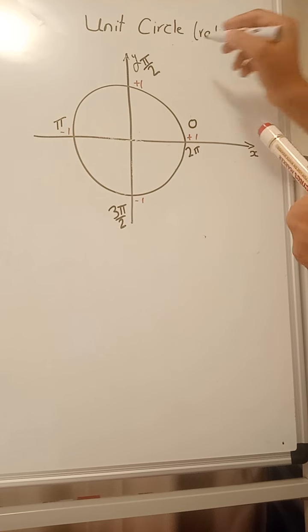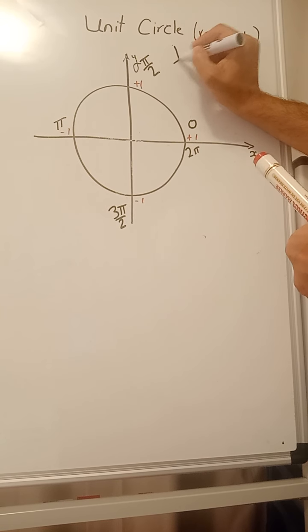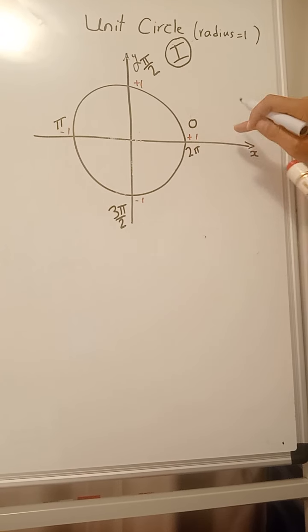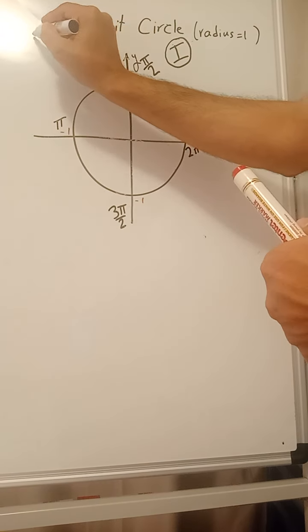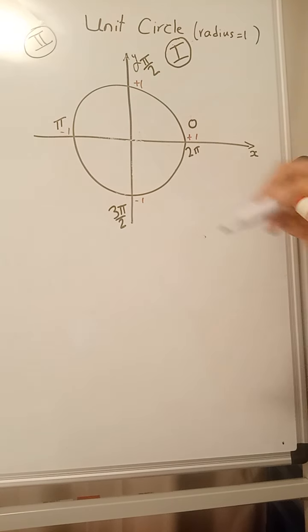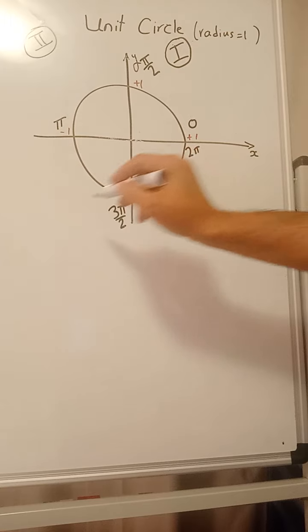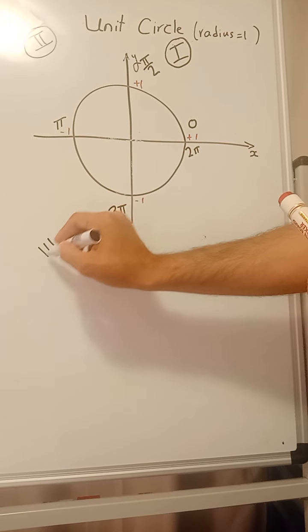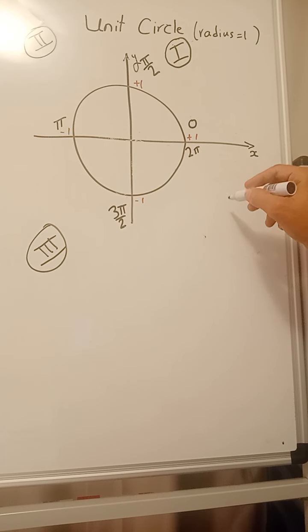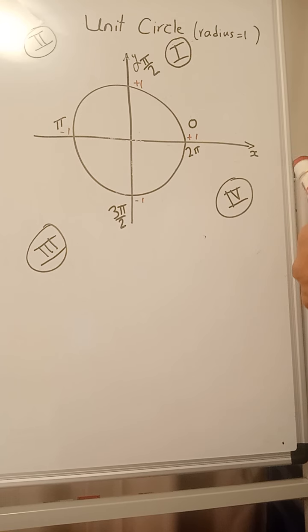This is called the first quadrant in the Cartesian plane. This is called here the second quadrant. This is called here third quadrant, and this is the fourth quadrant.